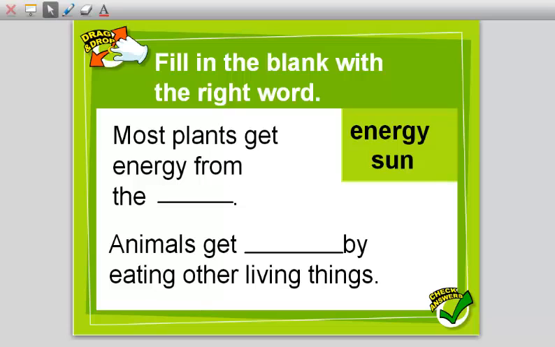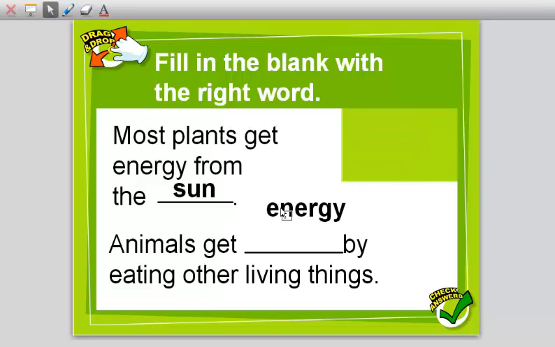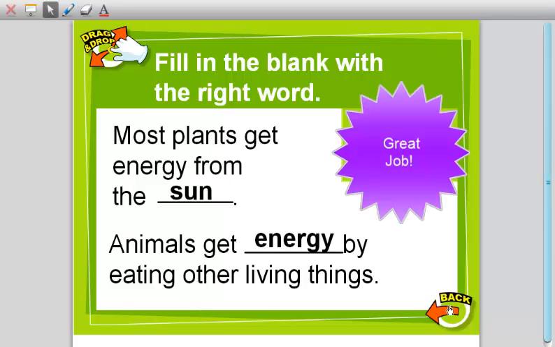So we're going to fill in the blank with the right word. This is also just a drag and drop exercise, so the pointer will work fine. So we say, most plants get energy from the what? And we know that that is sun. Most plants get their energy from the sun. Animals get blank by eating other living things. And we know that animals get energy by eating other living things. So now we can check our answers, and we are correct.